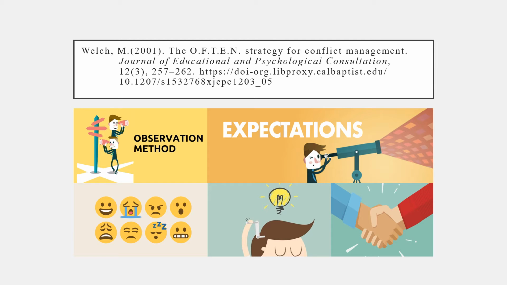So the next article is by Welch. It's about the OFTEN strategy, an acronym for observation. So that's to recognize a problematic situation objectively based on events. And then you have feelings. It's how one feels about the situation. Then thinking, a process where you share what you're thinking. And then expectations, articulating expectations for all the involved parties. And negotiation, to brainstorm possible ways to meet those expectations.